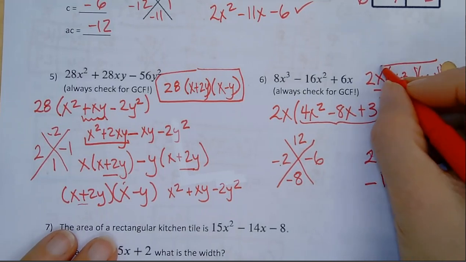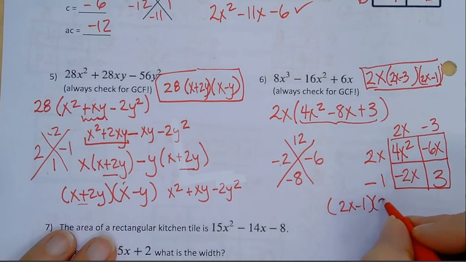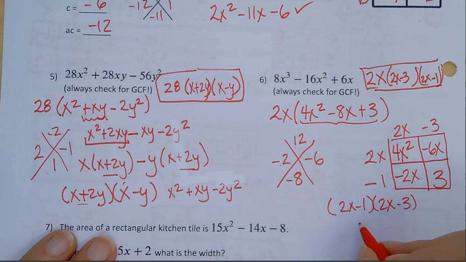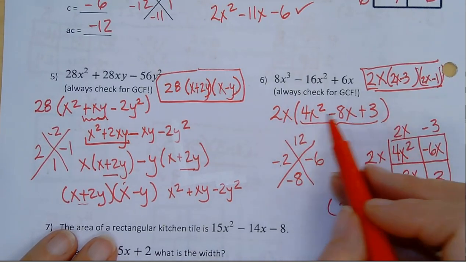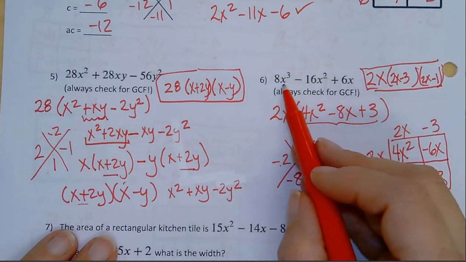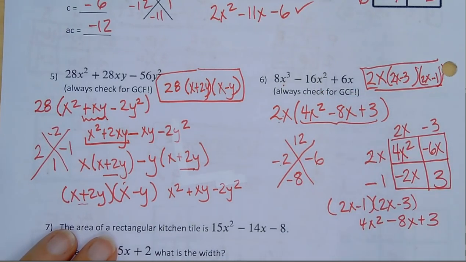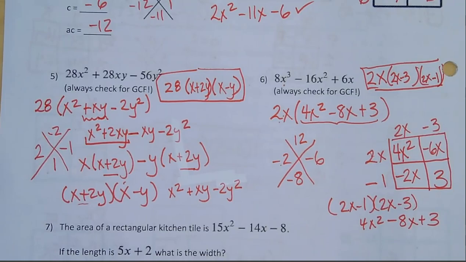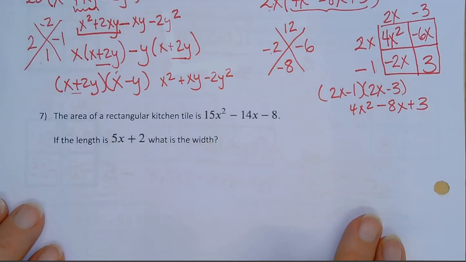That whole thing is my answer, right? But let's just double check and make sure at least I got my binomials right. 2x times 2x is 4x squared. Outer is negative 6x, inner is negative 2x, so that's negative 8x. And last is positive 3. That matches my trinomial. And if I multiply that 2x back inside, I get 8x cubed, negative 16x squared, and 6x.